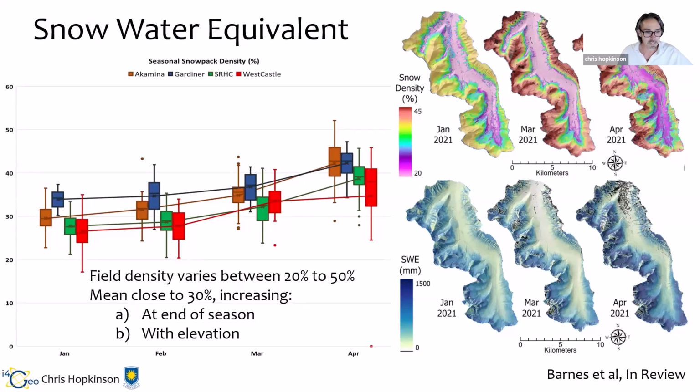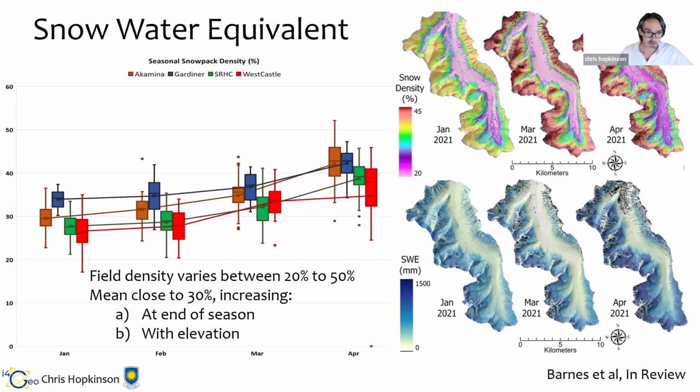Now, of course, it does vary as the snowpack is melting out. It can vary with elevation and with canopy cover. So there are a number of systematic space and time controls on density as well. We're not going to look at those in this study. They're being looked at in another one.